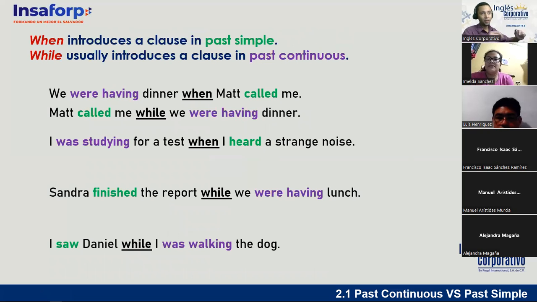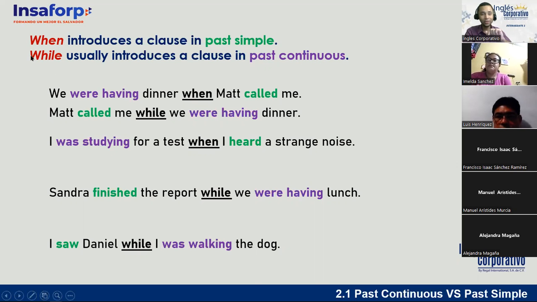Now, be careful with this. When introduces a clause in past simple, okay? While usually introduces a clause in past continuous. ¿Qué es esto? Cuando usted encuentra la palabra when, normalmente esta palabra precede al past simple. Así que esta es una clave. Cuando usted vea when, ya sabe, ahí sigue past simple, no past continuous.